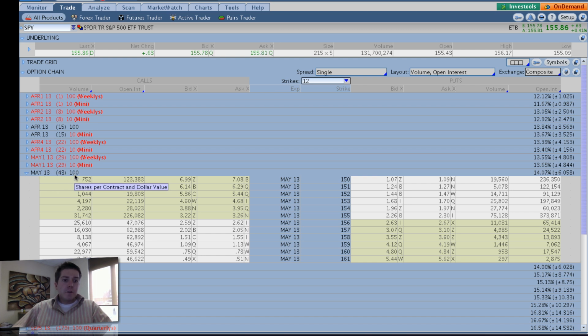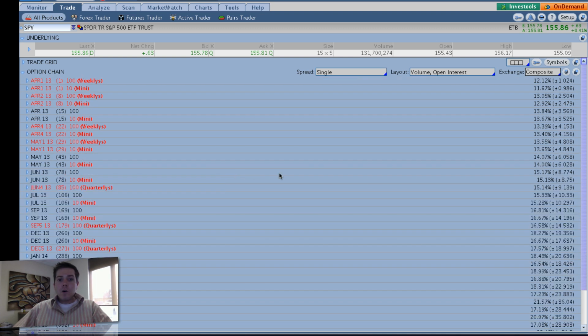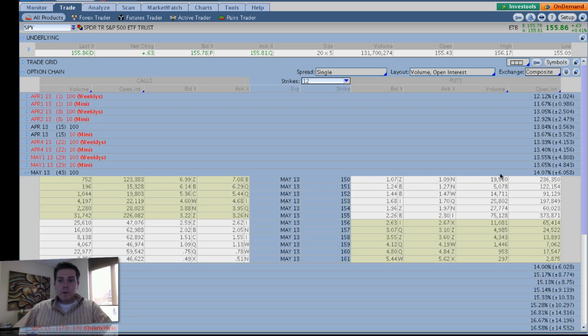We've got shares per contract and dollar value here. So there's going to be 100 shares per contract. But if you go all the way over here to the right, it shows 14.07. Well, what does that mean? If you put your mouse cursor and just let it rest there, it tells you that that's the implied volatility. So the average implied volatility, averaging out all these different strikes, is 14.07.